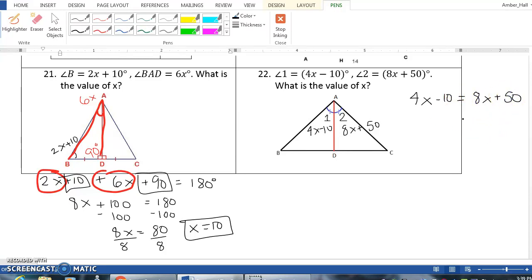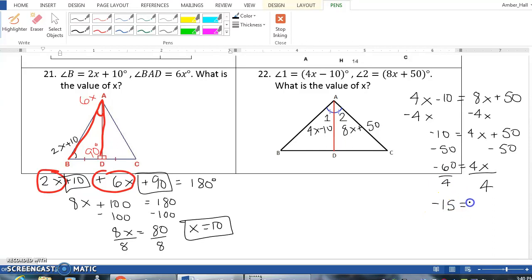And now I solve for x. So I'm going to subtract 4x from this side. I have negative 10 equals 4x plus 50. Subtract 50 from both sides. Negative 60 equals 4x. Divide both sides by 4, and I get negative 15 equals x. It's totally fine to have a negative answer.